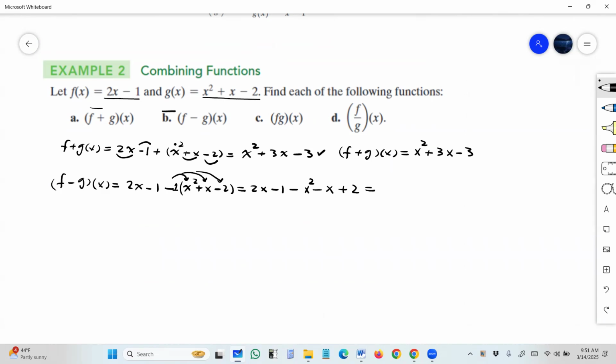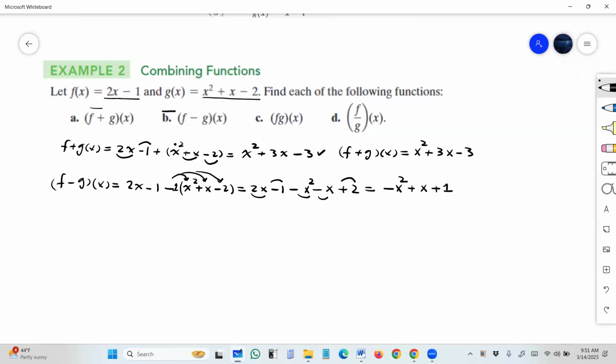And now it becomes like a regular addition problem where we have to combine like terms. So minus x squared, right? This is still unique. So I have 2x minus x, which is plus x or plus 1x, and minus 1 plus 2, which is positive 1. So this is the subtraction.